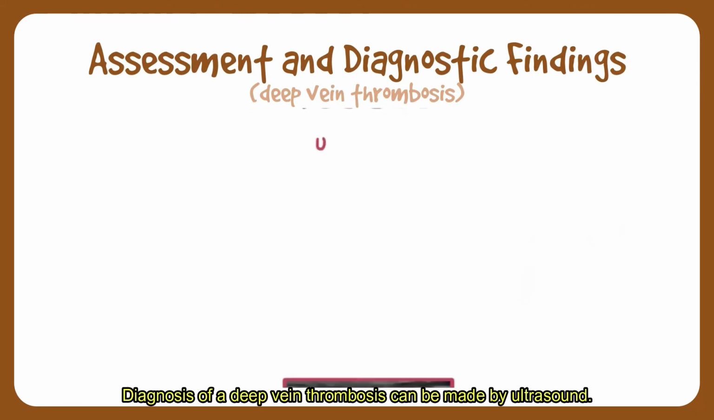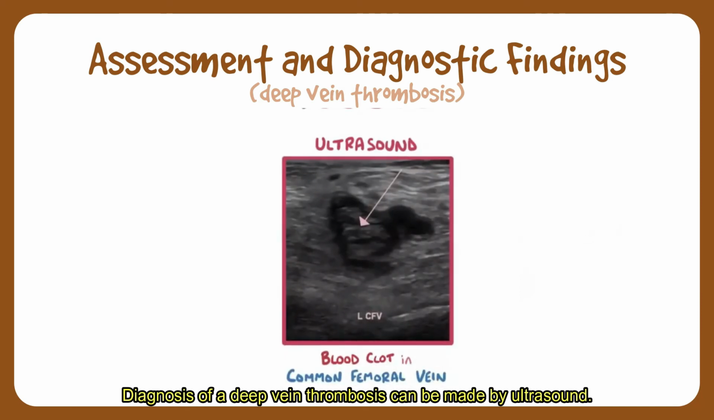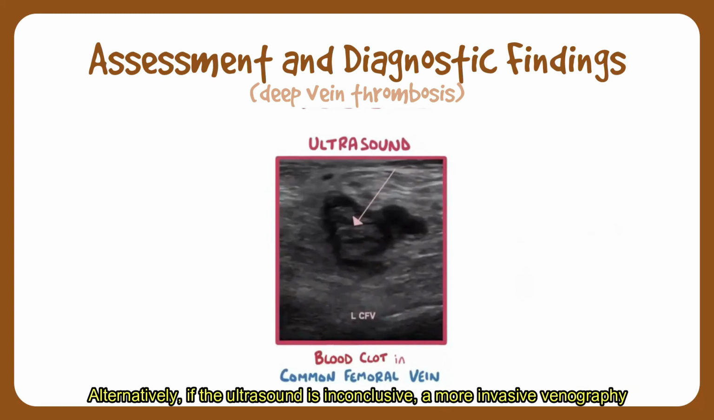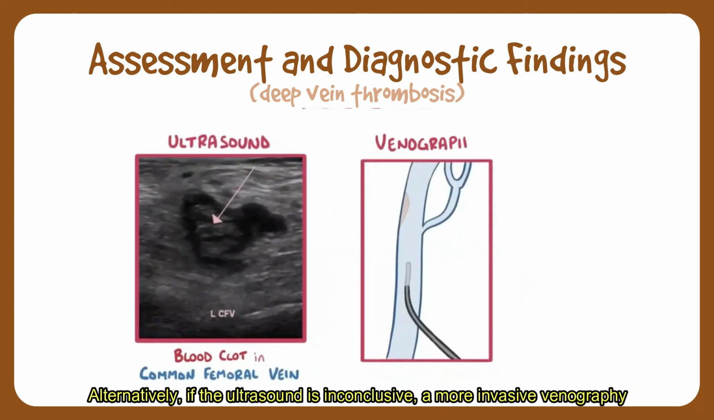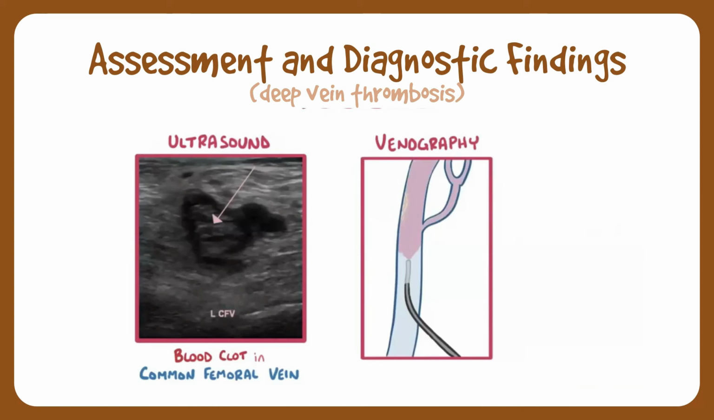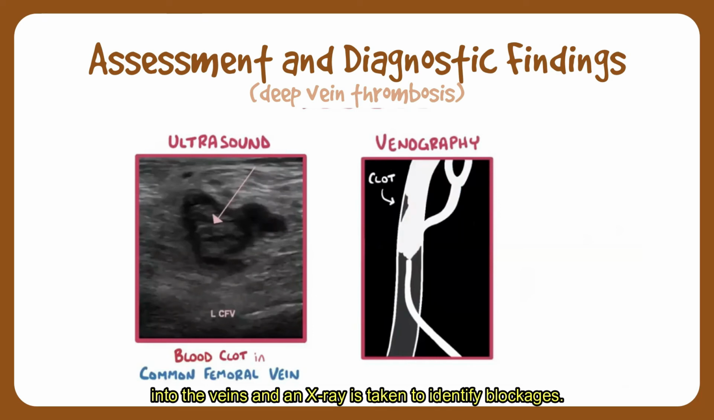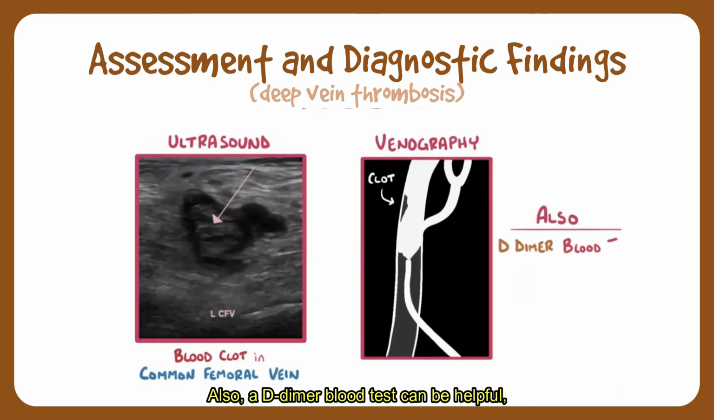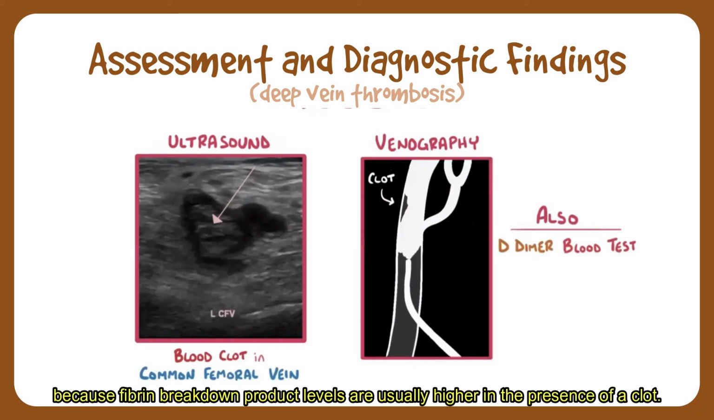Diagnosis of a deep vein thrombosis can be made by ultrasound. Alternatively, if the ultrasound is inconclusive, a more invasive venography procedure can be performed. This is when a dye is injected into the veins and an X-ray is taken to identify blockages. Also, a D-dimer blood test can be helpful because fibrin breakdown product levels are usually higher in the presence of clot.